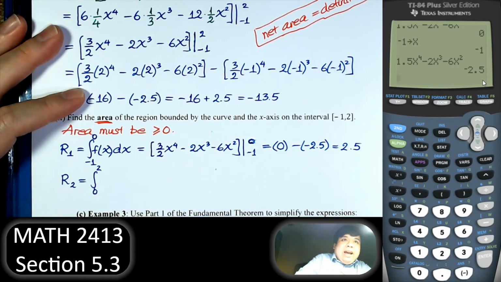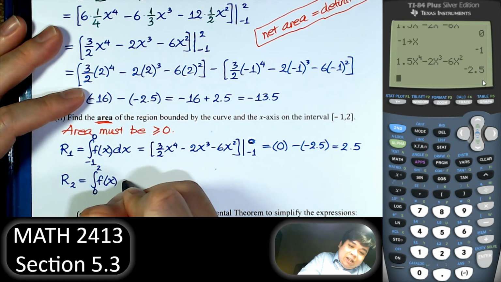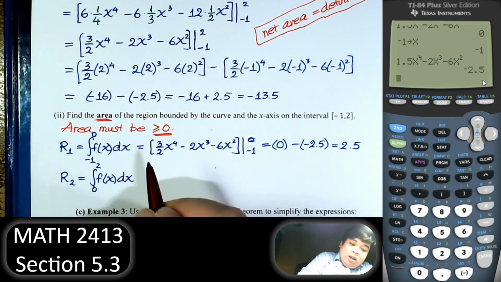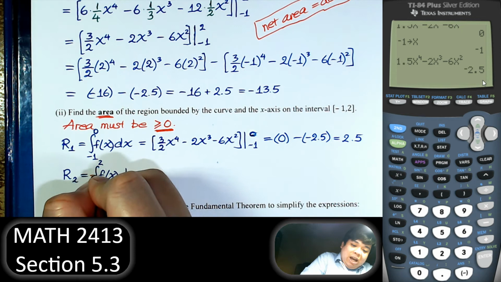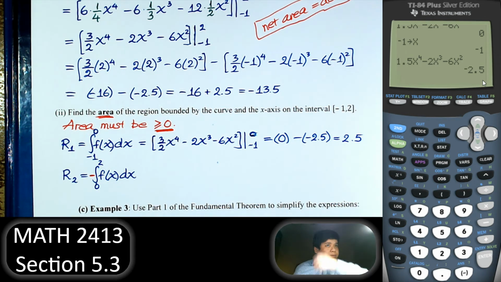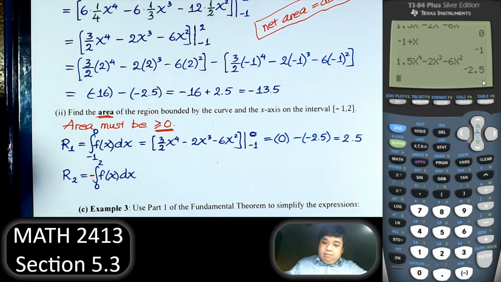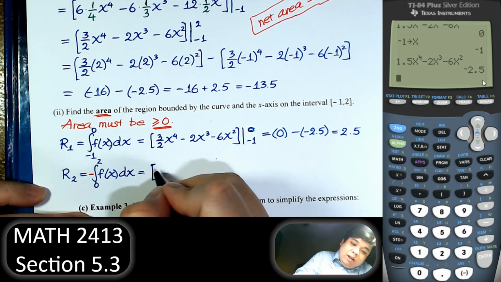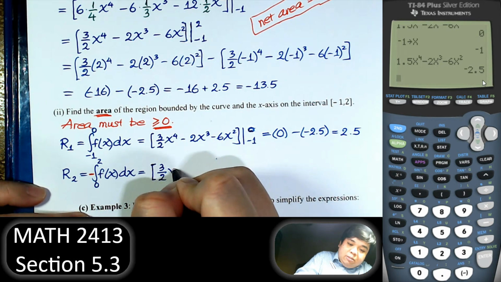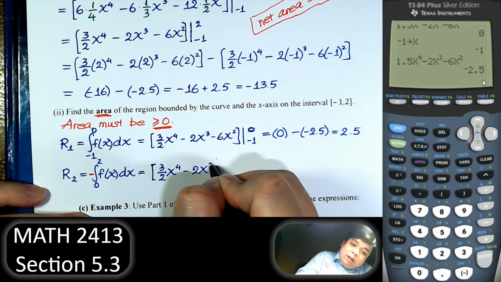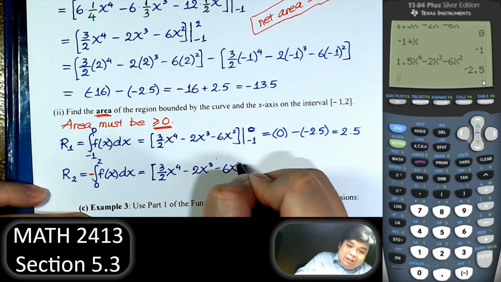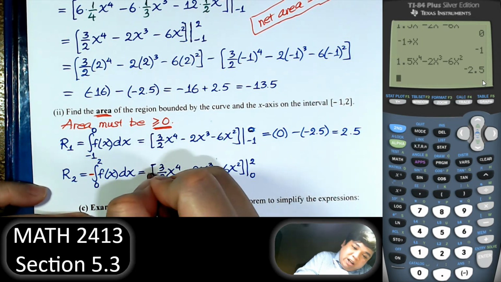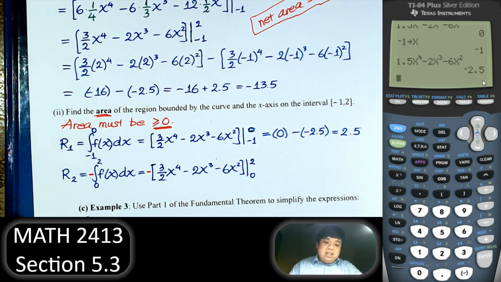Right. However, if we do that, it is going to be negative. If we guarantee that the area must be greater than or equal to 0, since R2 is below the x-axis, we have to throw in an extra negative to guarantee that the area is going to be positive. Right. But the integral is still the same, the same antiderivative. This time go from 0 to 2. I throw an extra negative to it because it is below the x-axis.